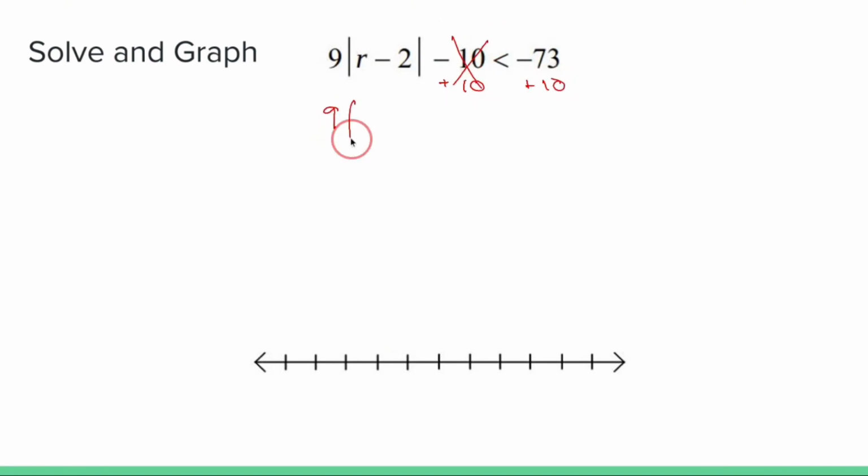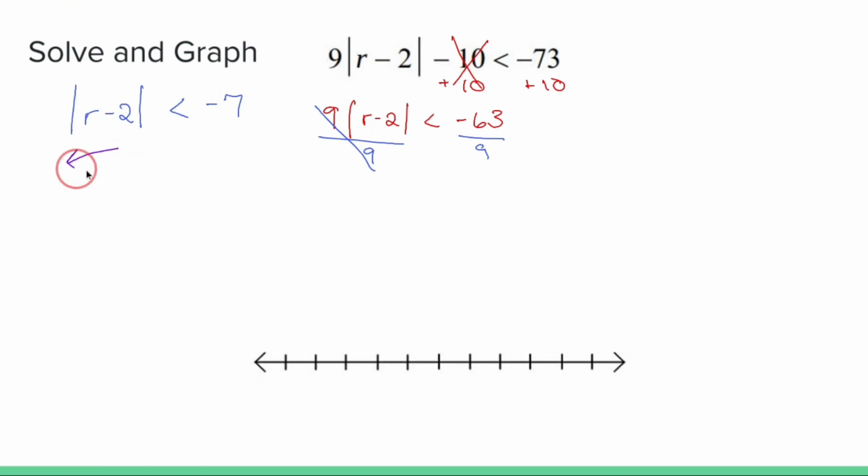So 9 times the absolute value of r minus 2 is less than -63. Now, in order to get the absolute value all by itself, divide everything by 9, and now we have, and I'll write it out here, the absolute value of r minus 2 is less than -7. Don't need to flip any signs for any of that. There you have it.